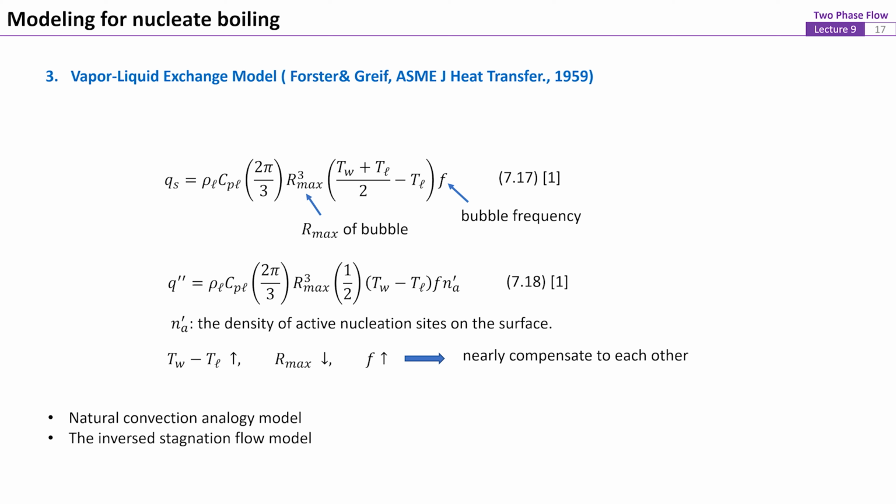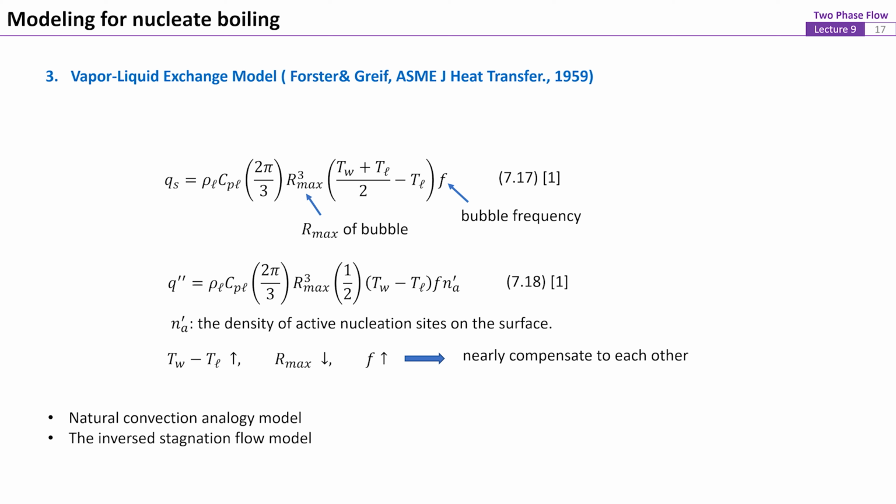Based on this concept, the heat transfer rate from the surface at an active site is given by equation 17. F is the frequency of the bubble formation and release from the surface. If the density of the active nucleation sites on the surface is given, the heat flux can then be determined as shown by equation 18.